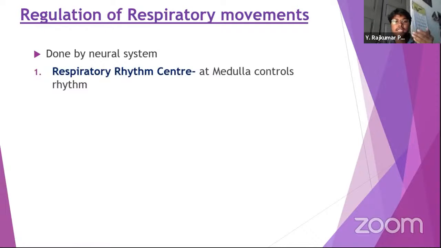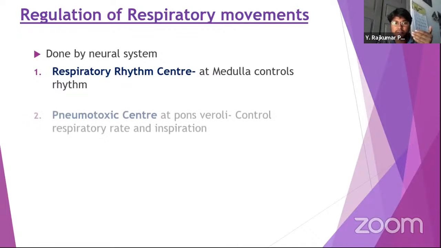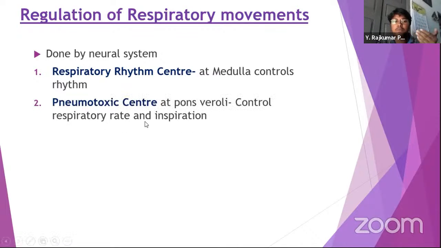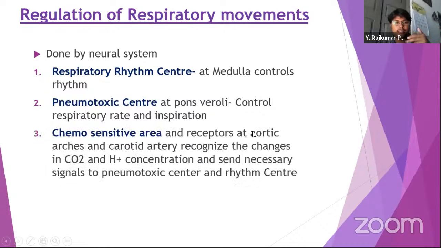These are the respiratory rhythm center, first one; the pneumotaxic center; and the chemosensitive area. These are the three areas where the control or the regulation of respiratory movements takes place. Let's see them one by one.